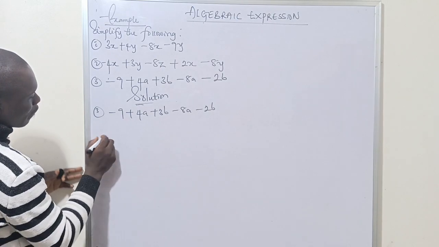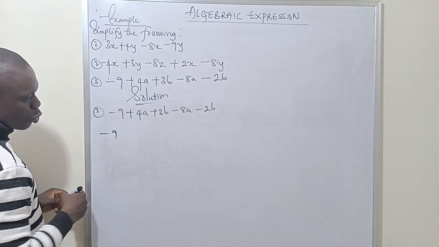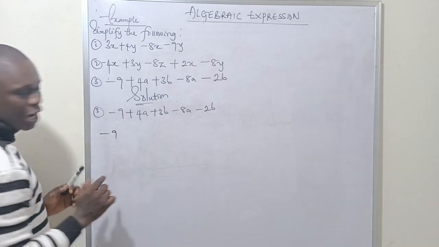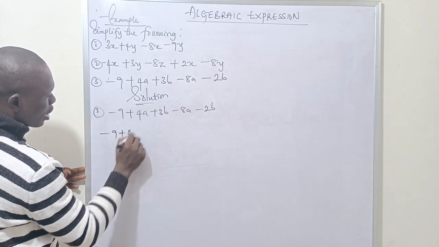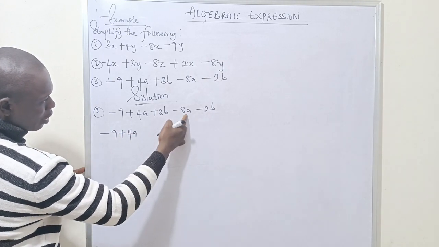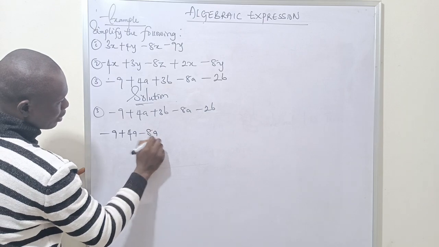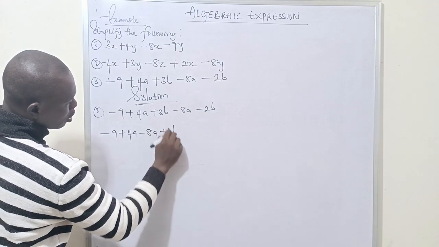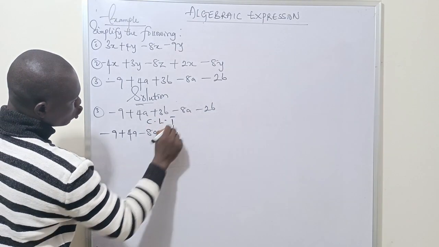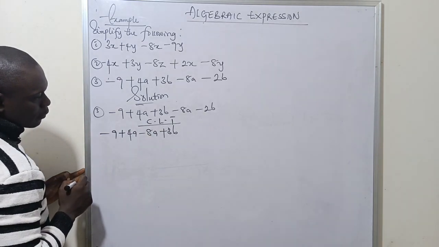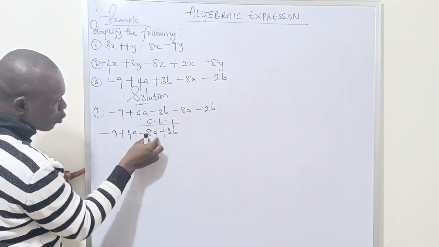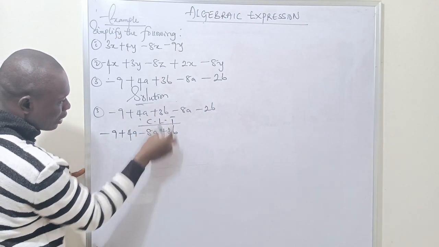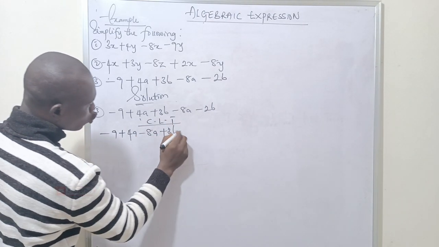For the numerical, I'm having my minus 9. We don't have any other numerical value here. So the next thing is our plus 4a, now this here is a minus 8a, then plus 3b. Don't forget, I'm collecting the like terms here. Your 4a is coming together with your minus 8a, then our 3b minus 2b.